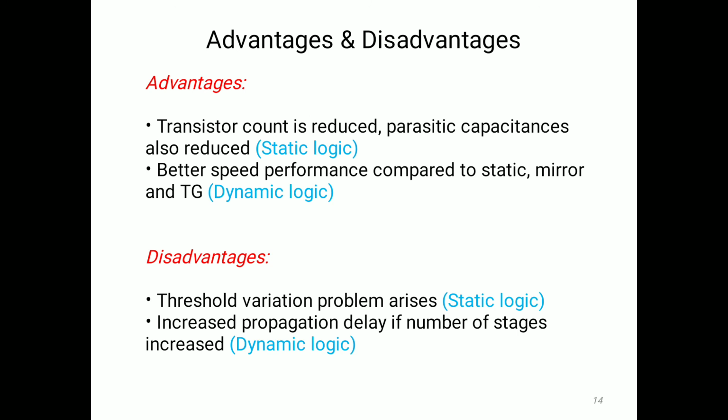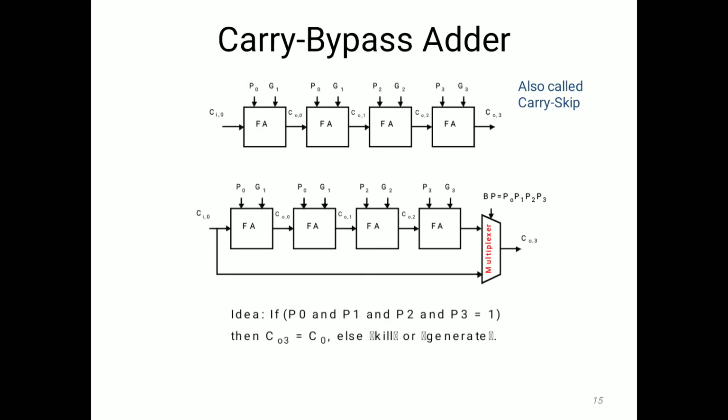Then these are the advantages and disadvantages of these adders. Advantage: transistor count is reduced, and parasitic capacitance is also reduced by using static logic. If you use dynamic logic, we have better speed performance when compared to the mirror adder and transmission gate adder. Disadvantage: threshold variation problem arises in static logic, then increased propagation delay in dynamic logic. These are the disadvantages. Then the next adders are special adders.